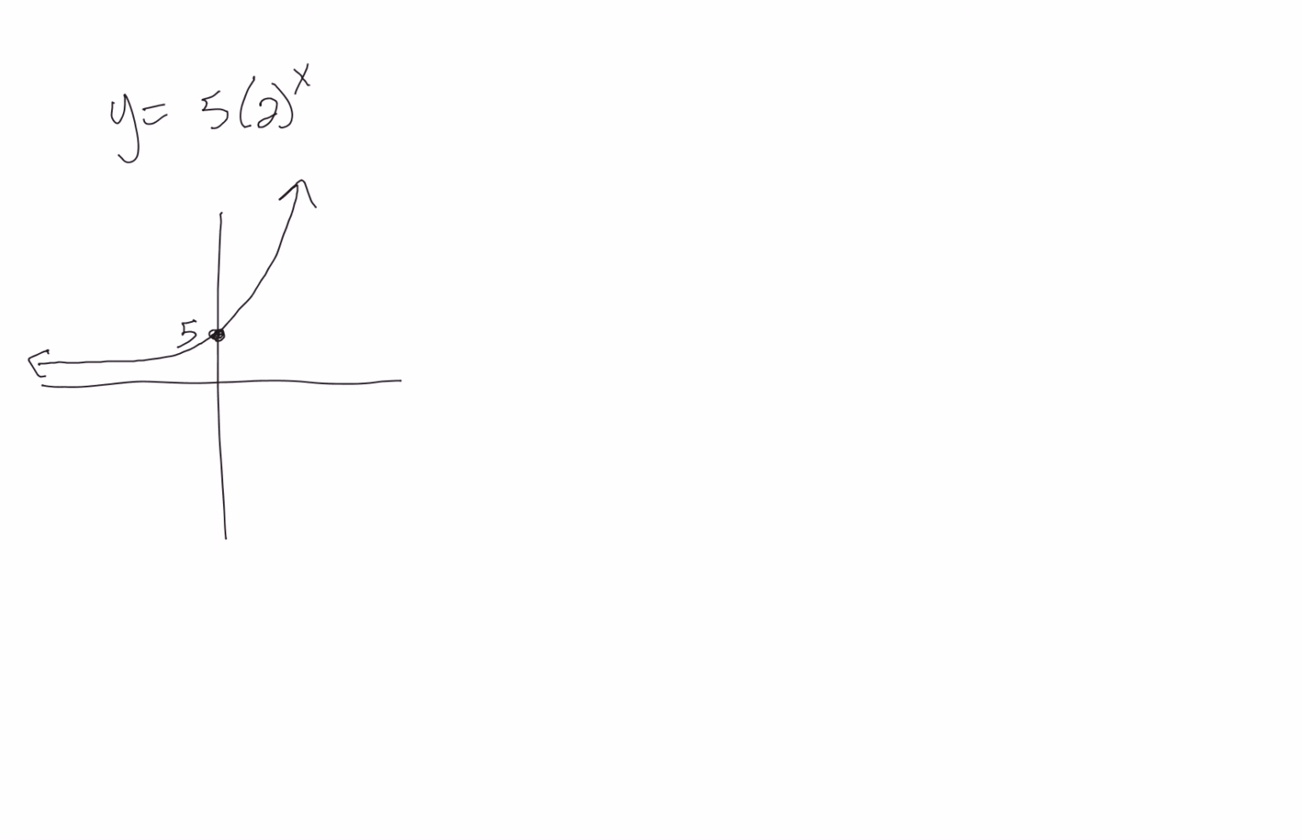So if we were to graph both of them on the same graph, our last one, y equals 10 to the x, looked something like that. Oops, it doesn't cross through the point 5. That one crossed through the point 1.